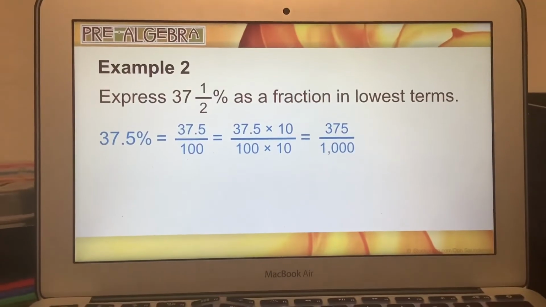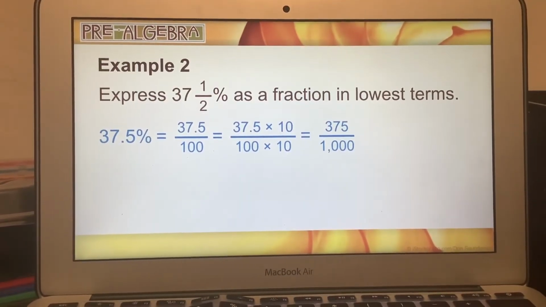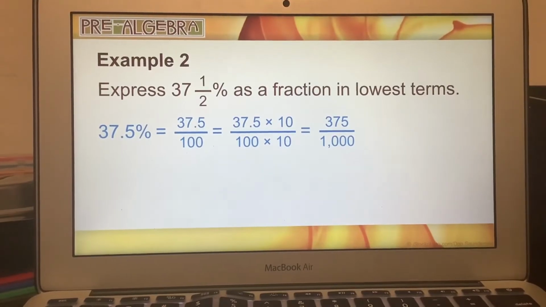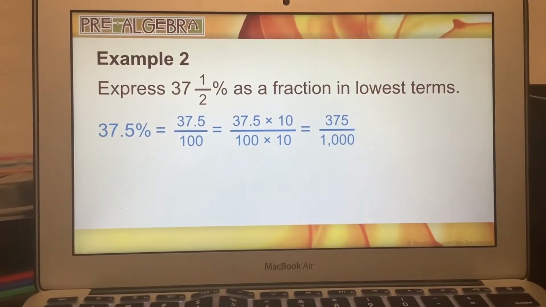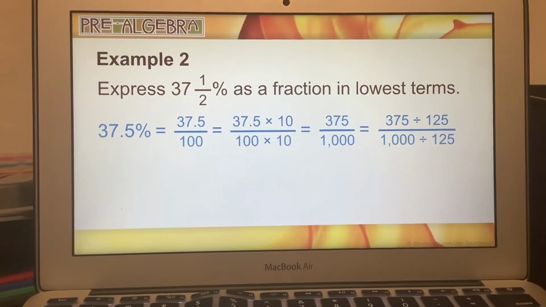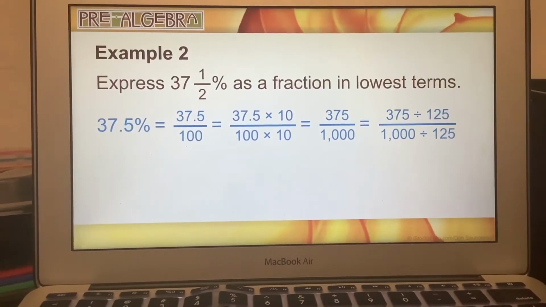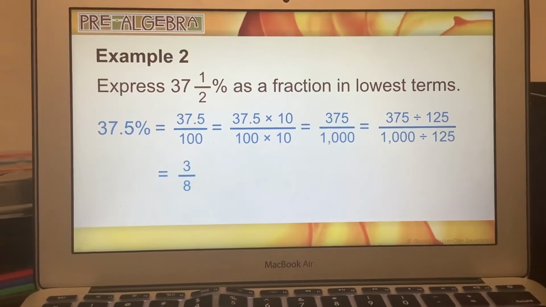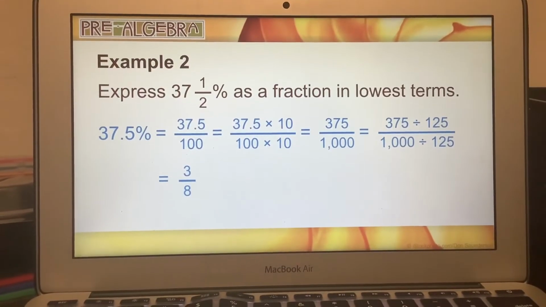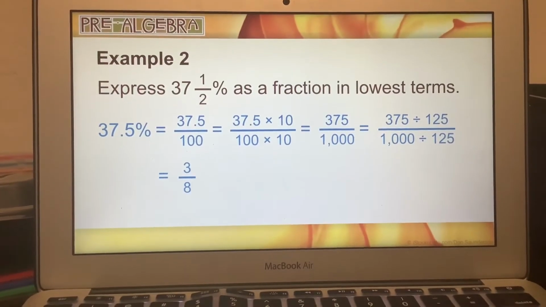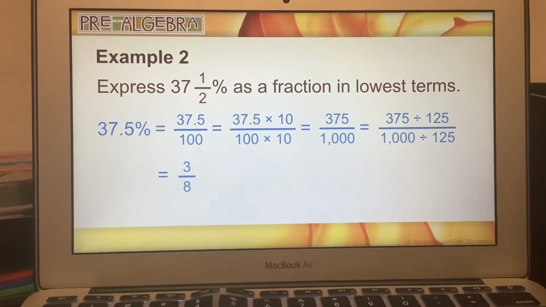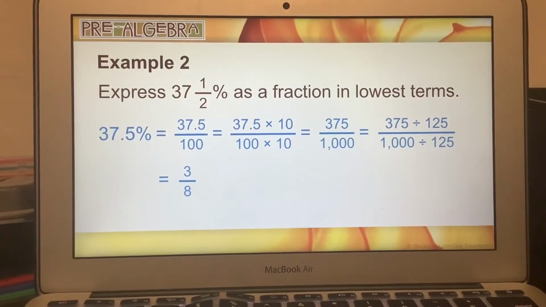Now I have to think, how can I reduce 375 over 1,000 into the lowest fraction? I'm going to reduce by 125. So 375 divided by 125 is going to give me 3, and then 1,000 divided by 125 is going to give me 8. So my fraction in the lowest terms is 3/8.